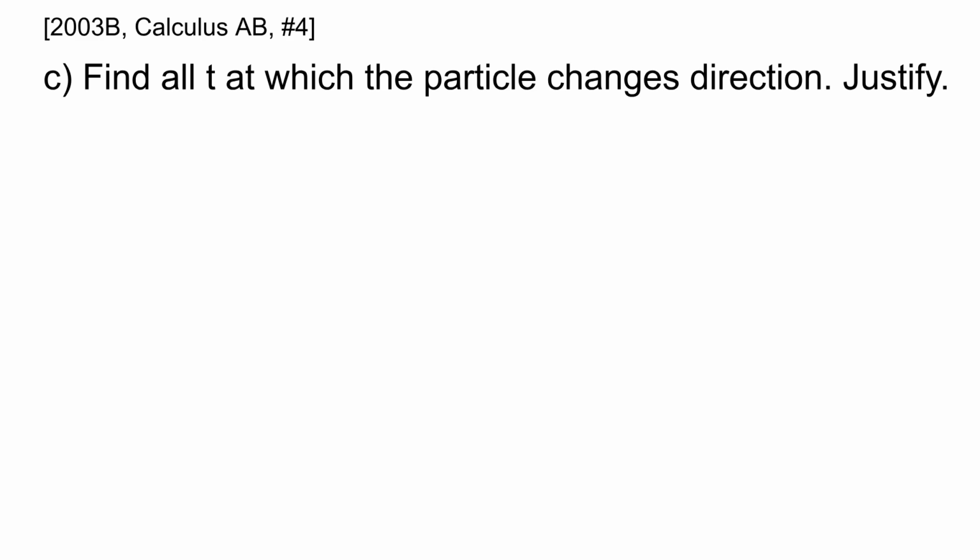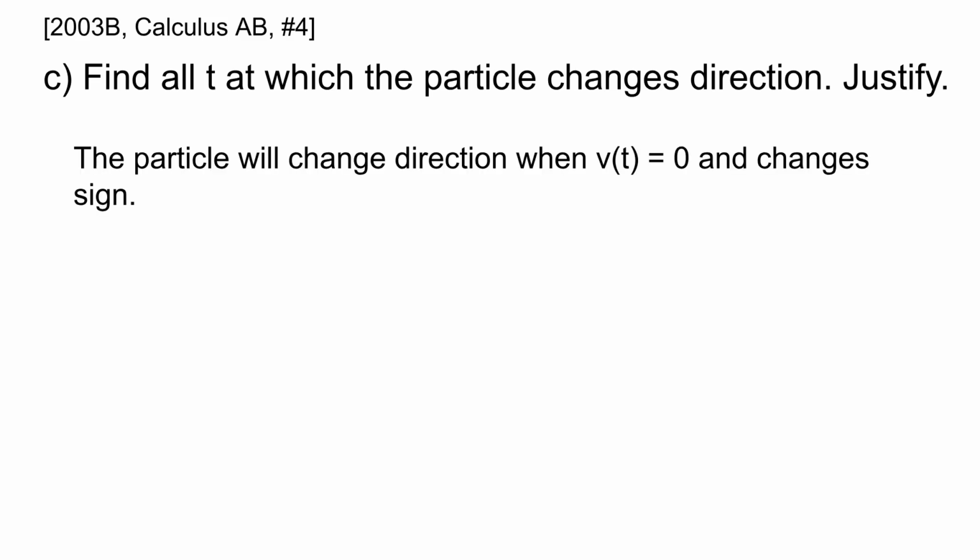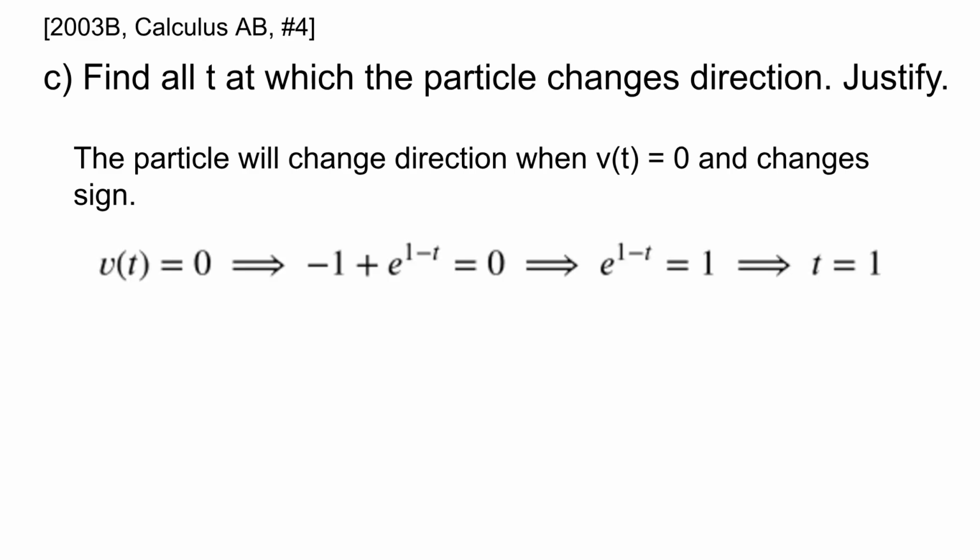In part C of this question, we are asked to find all values of t at which the particle changes direction and to justify our conclusion. The particle will change direction whenever v of t is equal to 0 and also changes sign. Solving the equation v of t equals 0, we get negative 1 plus e to the 1 minus t equals 0, which implies that e to the 1 minus t is equal to 1, which implies that t is equal to 1.